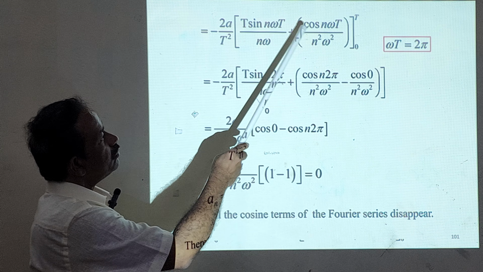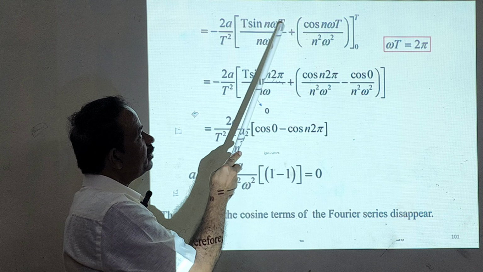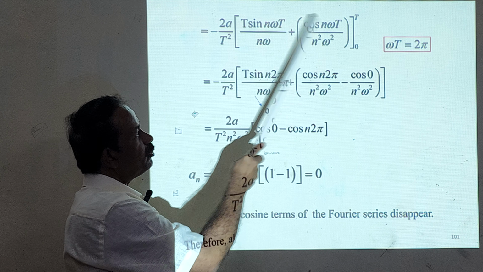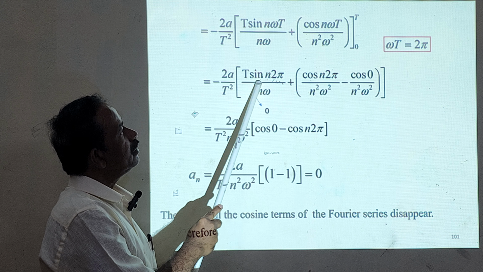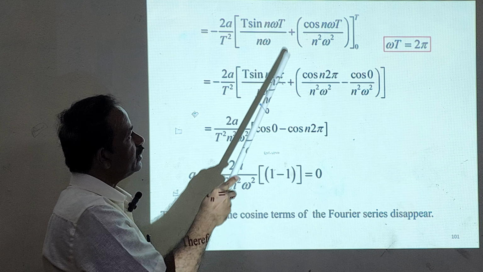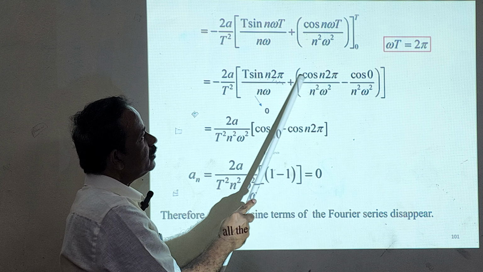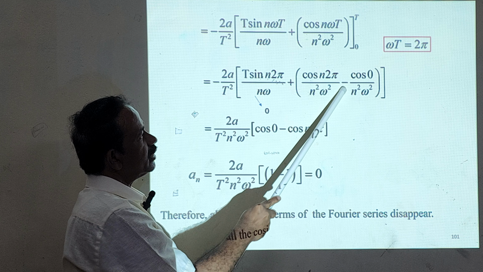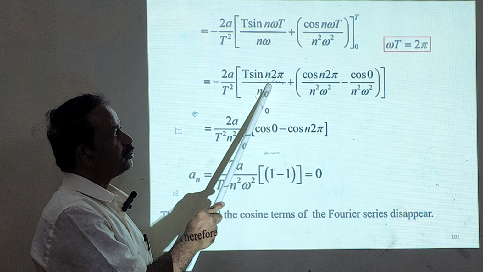So I have written the same thing here. And we are going to substitute the upper limit, that will give omega T. Instead of omega T, you can substitute 2 pi. So this becomes T sin n 2 pi divided by n omega, and this becomes cos n 2 pi divided by n squared omega squared minus cos 0 divided by n squared omega squared. So here we have substituted now.